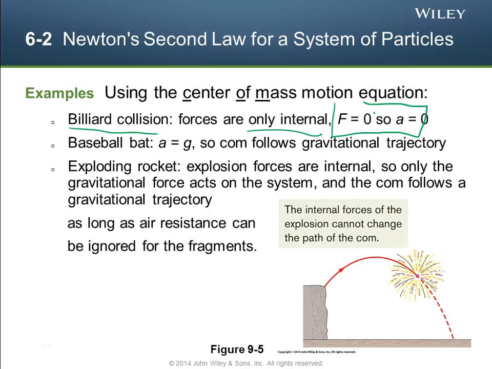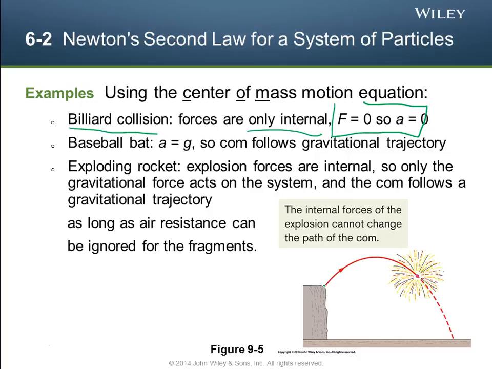Think about a baseball bat, where the acceleration is equal to little g, where we were just throwing the baseball bat earlier, and so the center of mass follows the gravitational trajectory. It follows that parabolic path. Another way you can think of this is an exploding rocket. Any of those explosion forces are internal, so only the gravitational force acts on the system, and so the center of mass follows that trajectory.